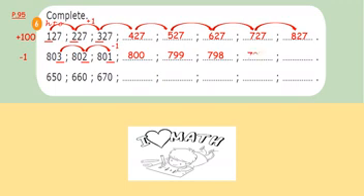Now, 797. Then 796. So I move backwards by 1 digit. The 1 becomes 0, then 0 becomes 9, then 8, then 7, then 6. Excellent. Now go to the last one.